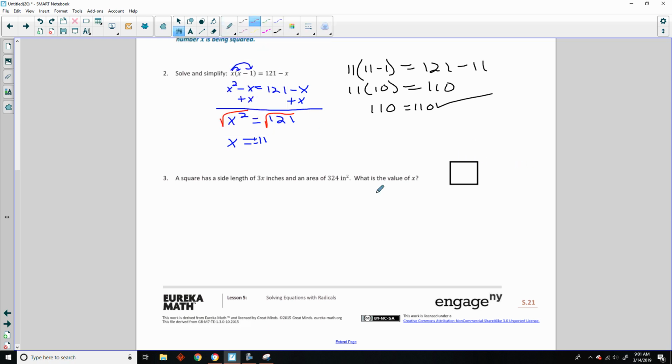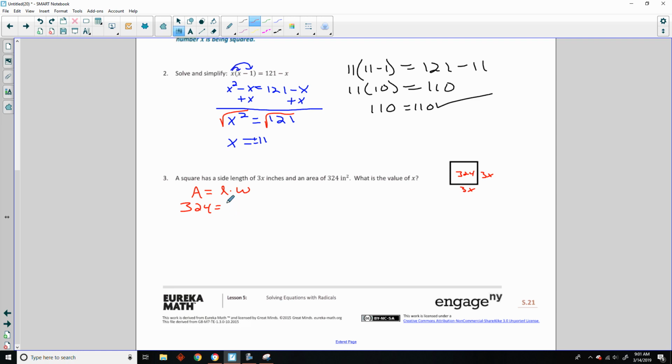Alright, finally. Okay, so we have a square. A square has a side length of 3x. So all sides are 3x, 3x, 3x. And an area of 324 inches squared. What is the value of x? Well, area equals length times width. The area is given as 324. So we always write a formula, substitute in the givens, simplify, and solve.